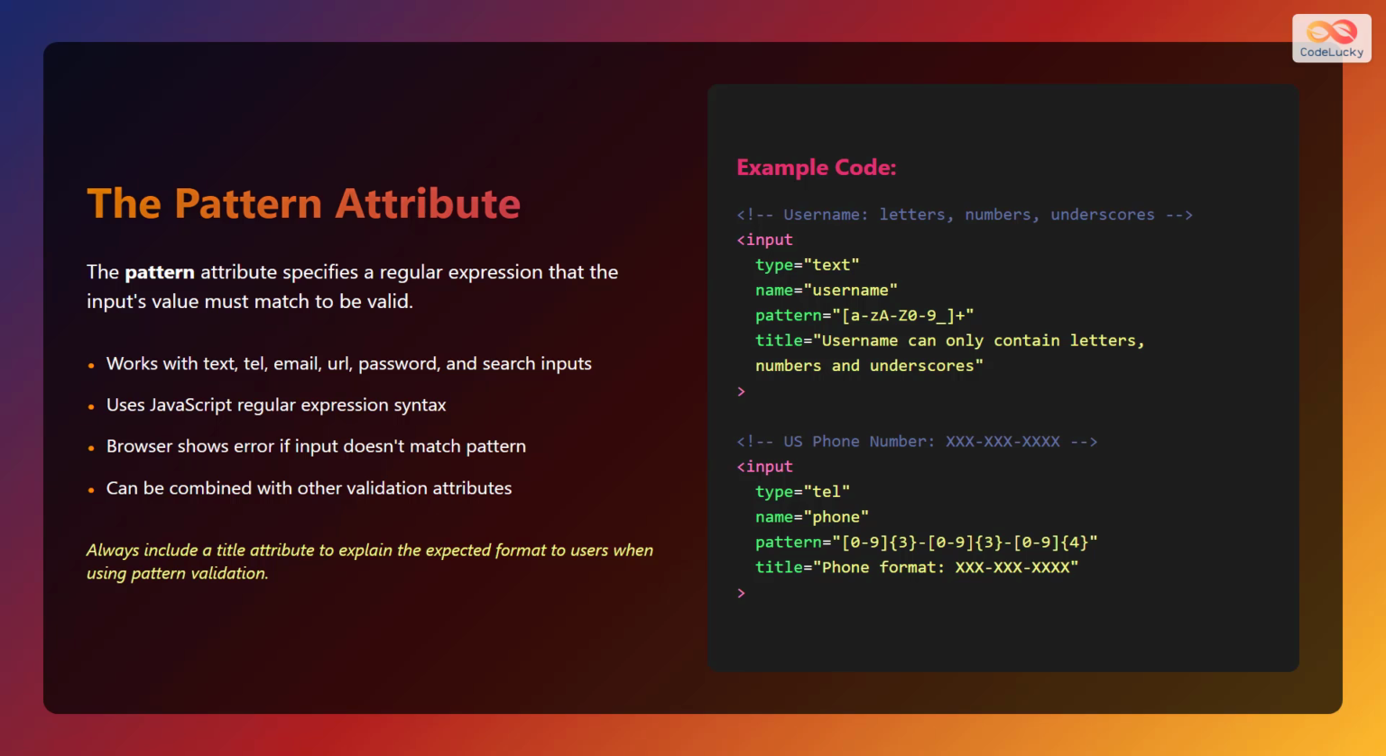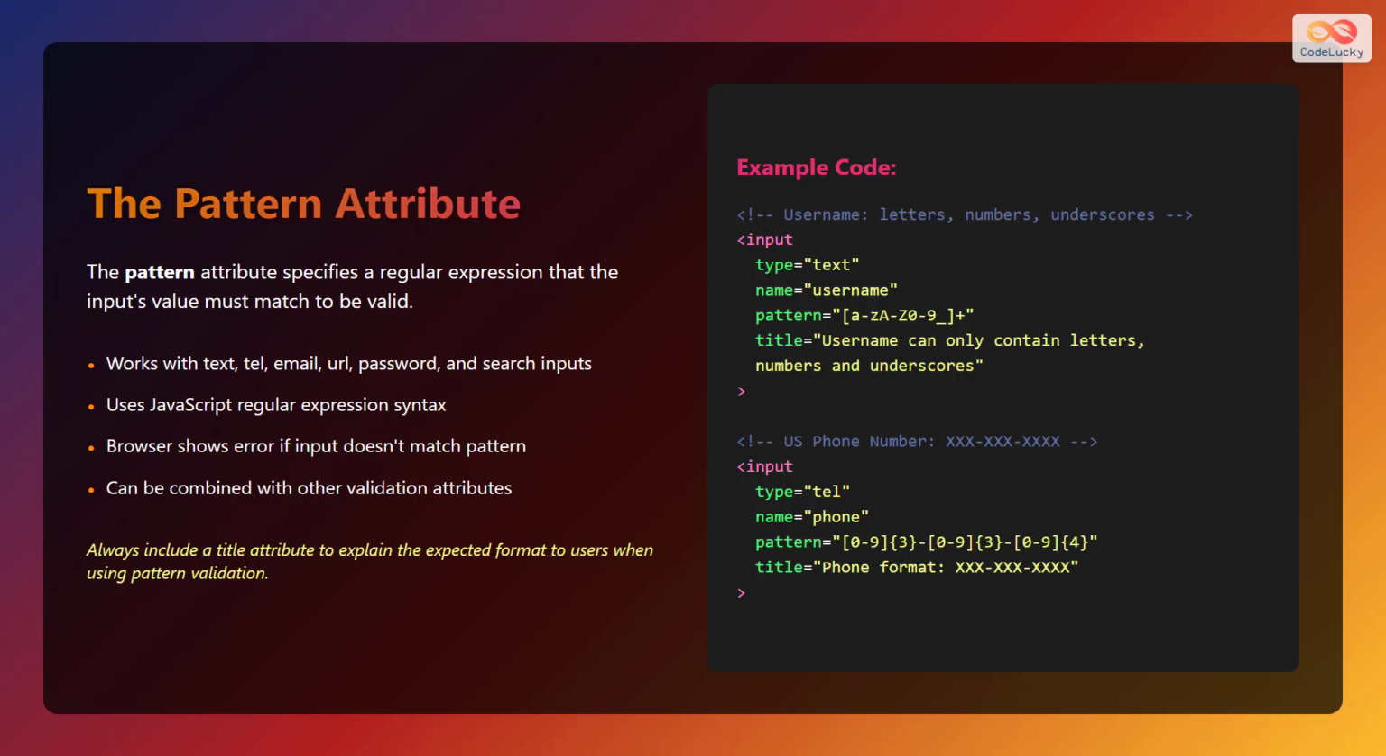The pattern attribute specifies a regular expression that the input's value must match to be valid. It works with text, telephone, email, URL, password, and search inputs. It uses JavaScript regular expression syntax. The browser shows an error if the input doesn't match the pattern. The pattern attribute can be combined with other validation attributes. Always include a title attribute to explain the expected format to users when using pattern validation.